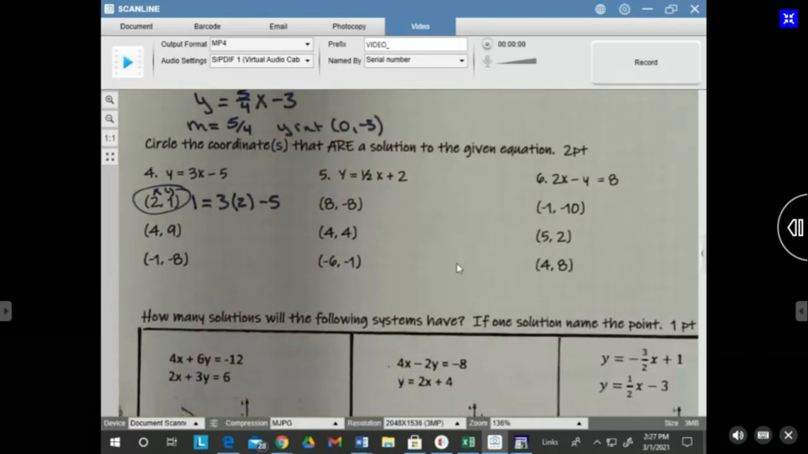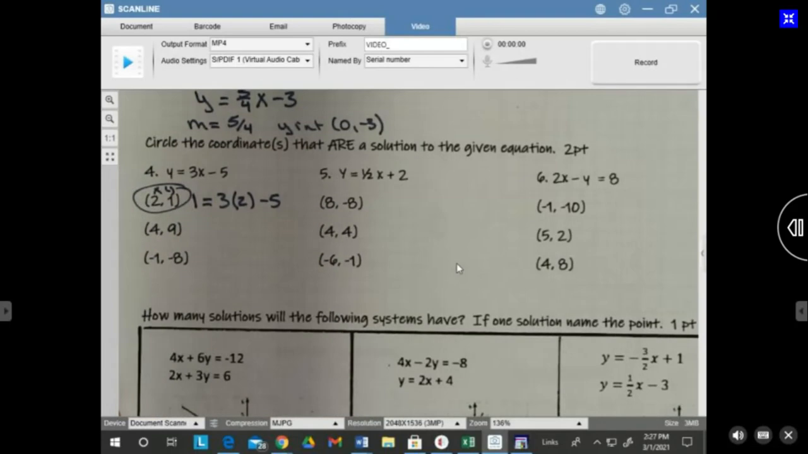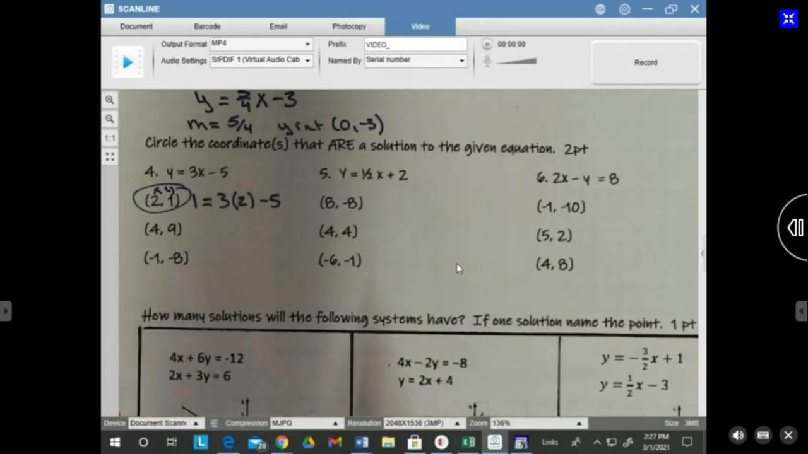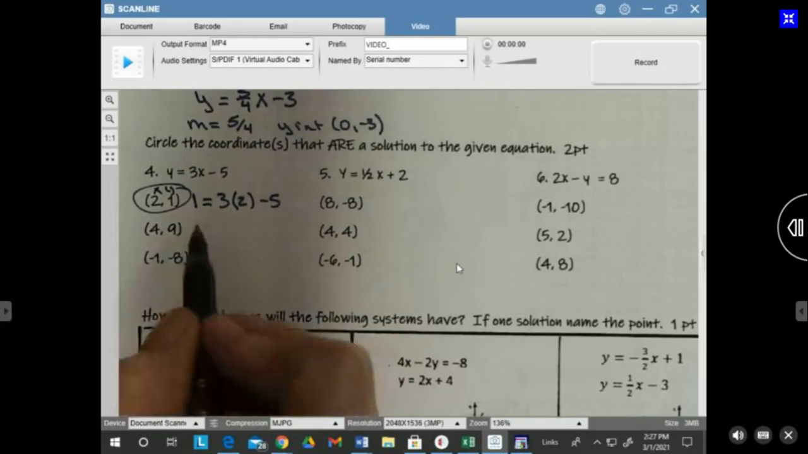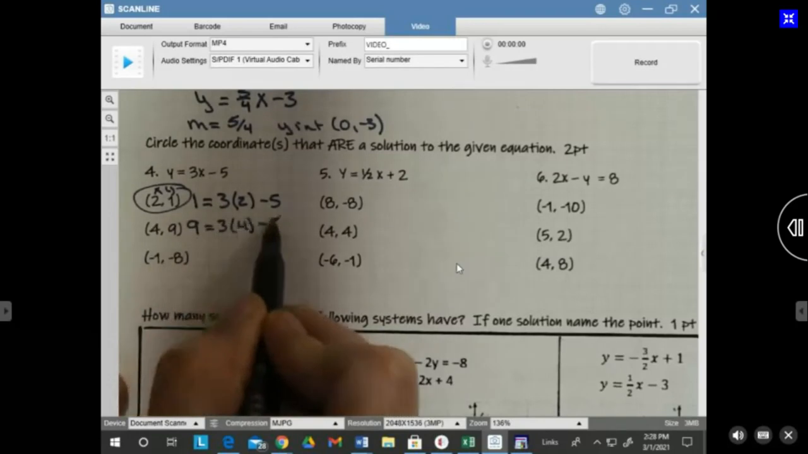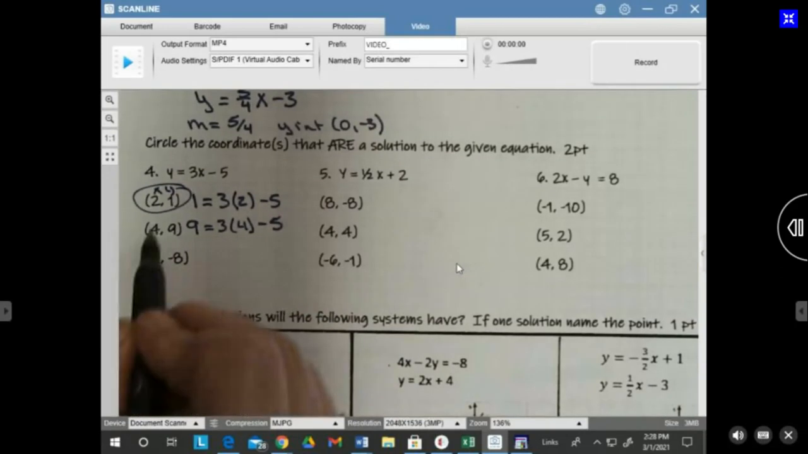Okay, what about my second one? What am I going to write? That's what it means by circle the coordinates that are solutions to the given equations. Can't read directions. What should I write for my second one? 9 equals 3 times 4 minus 5. What's 3 times 4? Minus 5? I think I'm like 7. Does 9 equal 7? No. So I don't want that one.